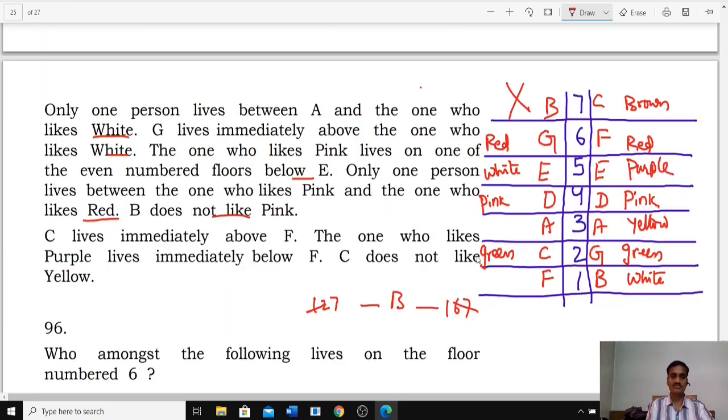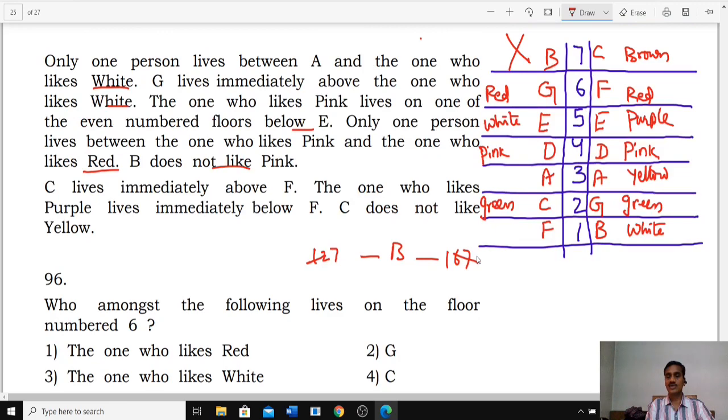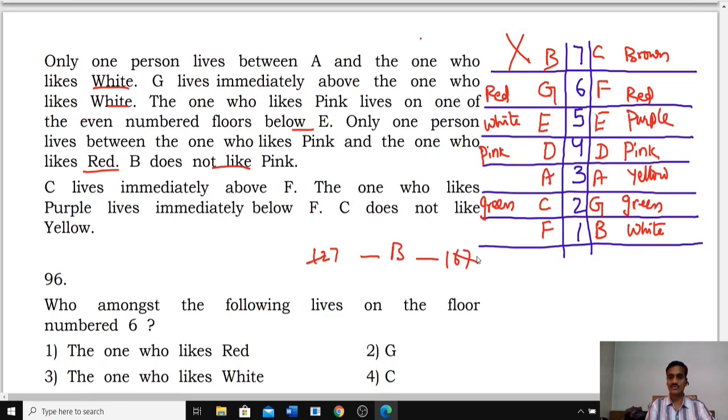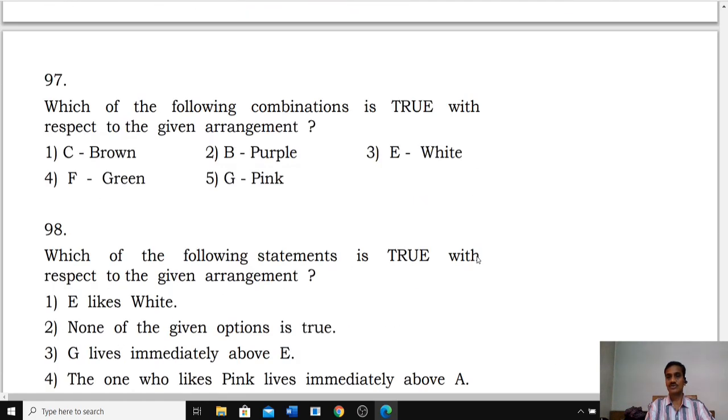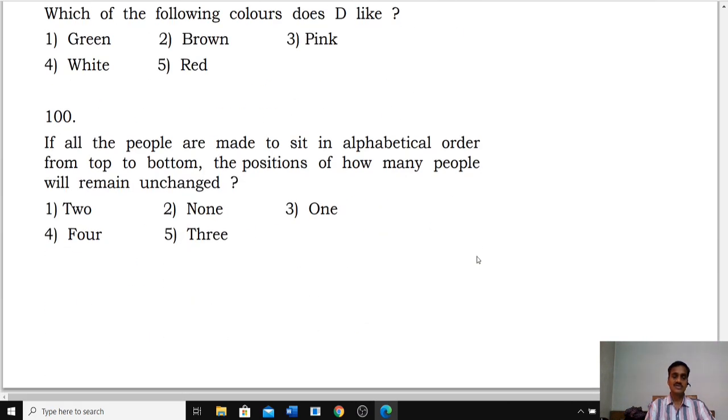Now this is about question numbers 96 to 100. All these 5 questions are based on this arrangement itself. Clear now? Hope everyone followed this one. Now this is the easiest paper.